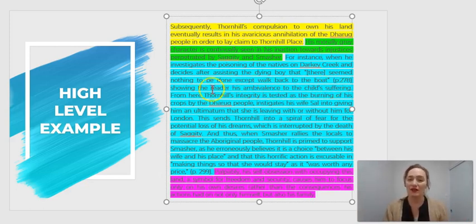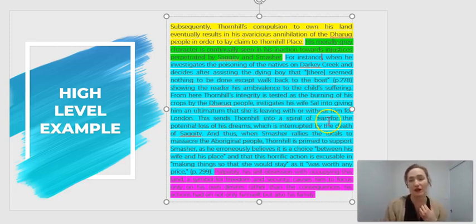Okay. And so from here, Thornhill's integrity is tested as the burning of his crops by the Darug people instigates his wife Sal into giving him an ultimatum that she's leaving with or without him for London. So here we start to see the cause for his avaricious annihilation of the Darug people. His wife's going to leave. She's going to leave not only him, but their land, his land, the one that he's obsessed about, the one that he sees as a child that's part of himself.